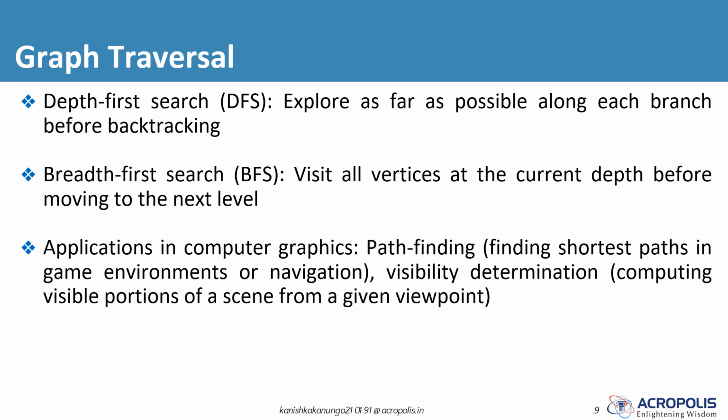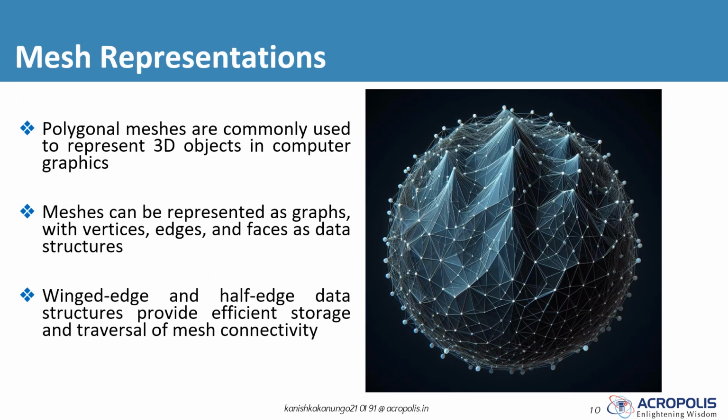Applications in computer graphics are pathfinding, finding the shortest path in game environments for navigation, and then visibility determination, computing visible portions of a scene from a given viewpoint. Then mesh representations. Polygon meshes are commonly used to represent 3D objects in computer graphics. Meshes can be represented as graphs with vertices, edges, and faces as data structures. Winged edge and half-edge data structures provide efficient storage and traversal of mesh connectivity.